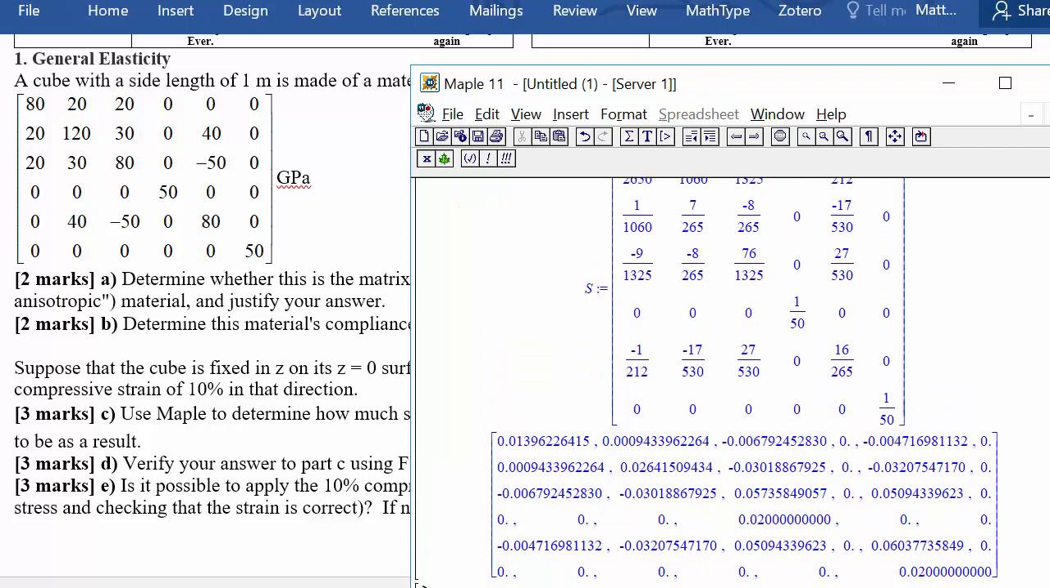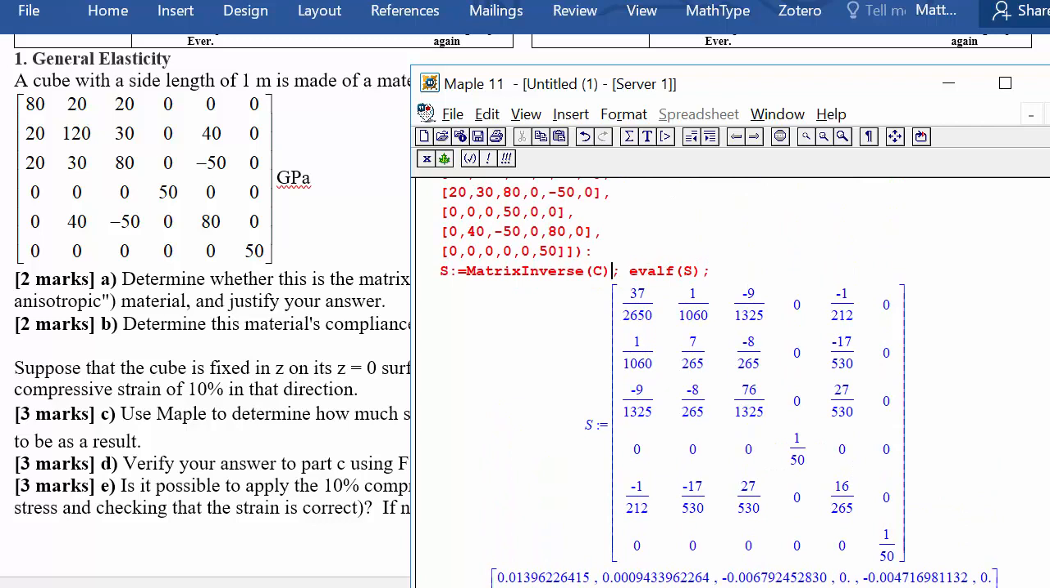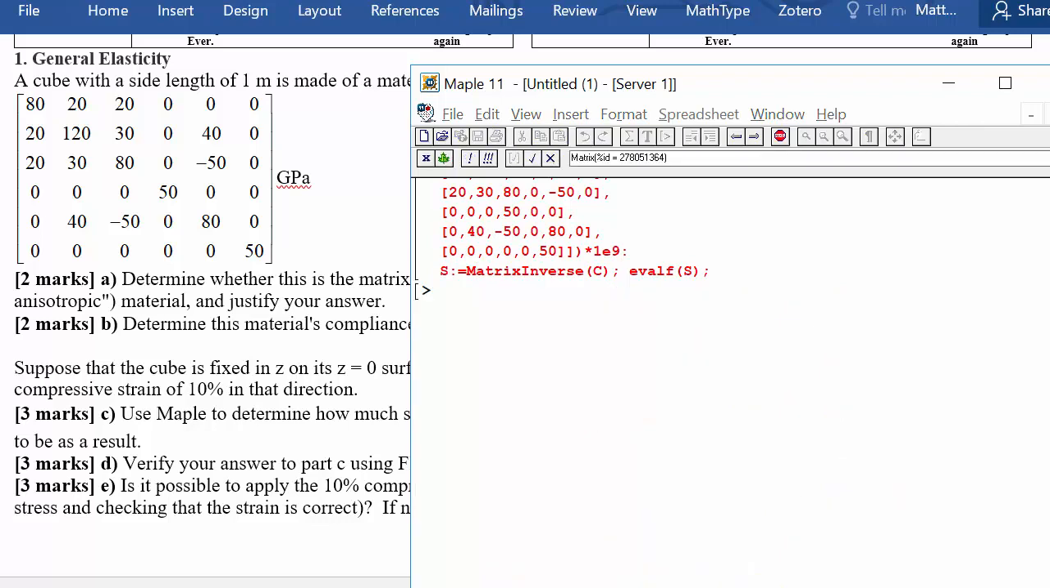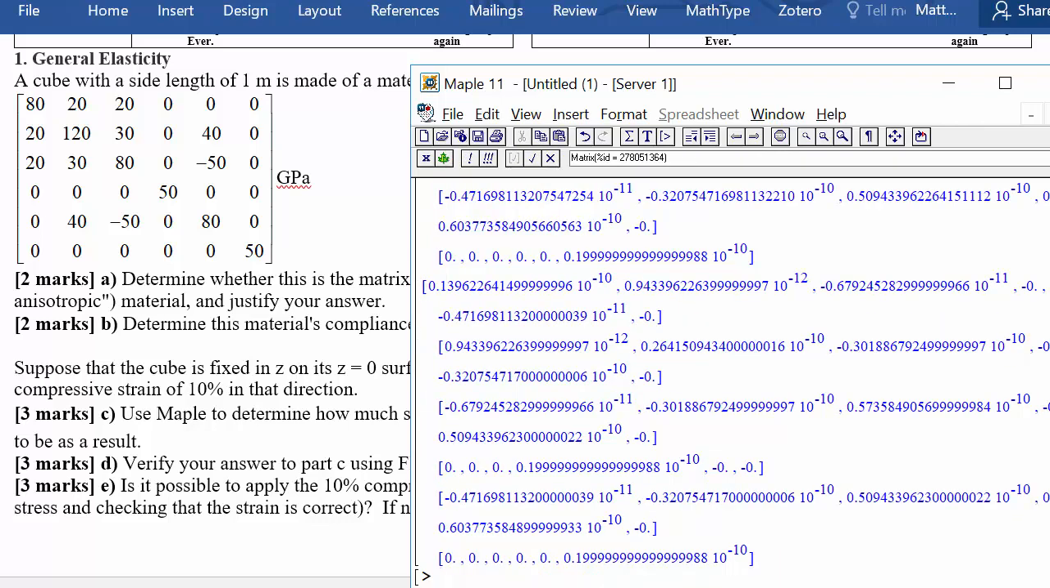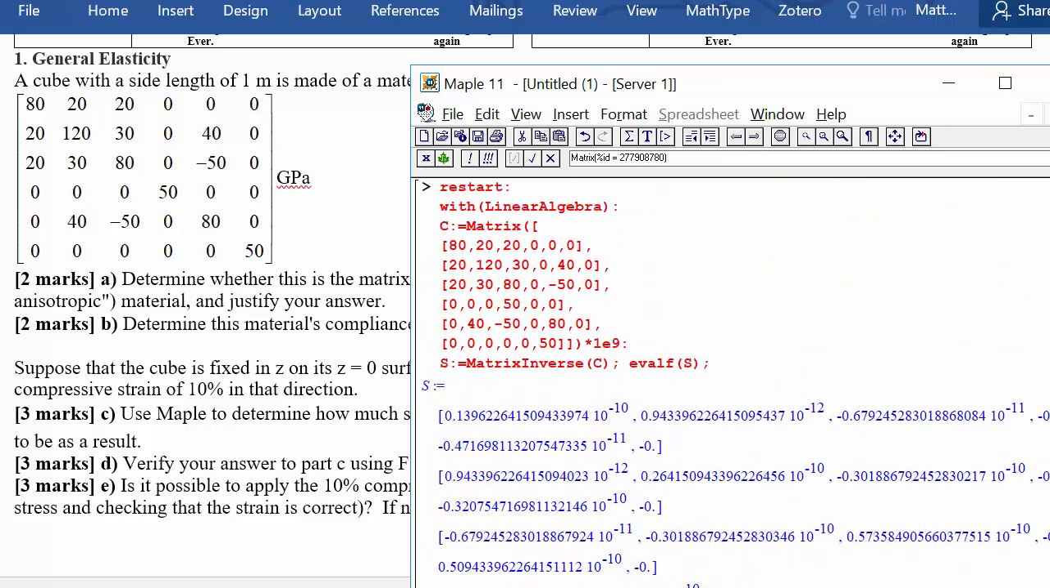So we can sort of force this to be more in an SI unit notation by first putting this into regular Pascal units, and then this compliance matrix would be in regular inverse pascals. This is going to be really hard to read in this scientific notation because of the massive number of decimal points that Maple's showing by default in this precision. There's ways to change these things in the options.